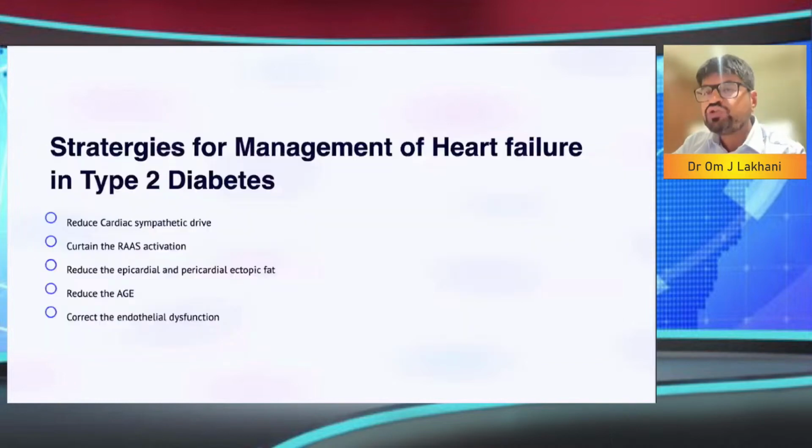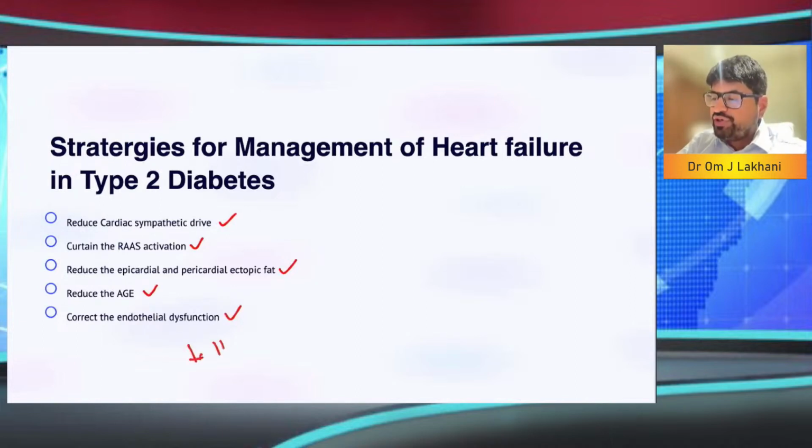So, what could be the potential strategies for management of heart failure? Now we understood the pathophysiology. What could we do to correct the problem we see? Of course, we can reduce the cardiac sympathetic drive. We could curtail the RAS activation that is seen. You could reduce the ectopic and pericardial fat that we saw. You could reduce the advanced glycosylated end products and correct the endothelial dysfunction. And of course, one more point, you should reduce insulin resistance. So these are all potential strategies you could apply for your patients to reduce the risk or worsening of heart failure.